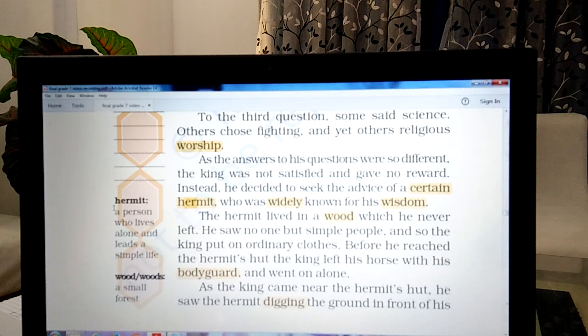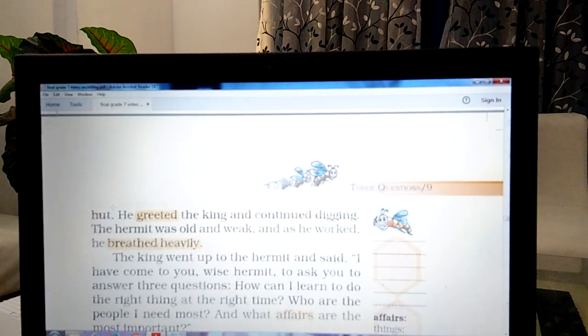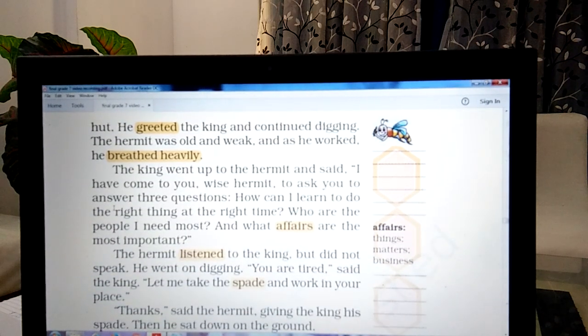As the king came near the hermit's hut, he saw the hermit digging the ground in front of his hut. He greeted the king and continued digging. The hermit was old and weak, and as he worked, he breathed heavily. The king went up to the hermit and said, I have come to you, wise hermit, to ask you to answer these three questions.